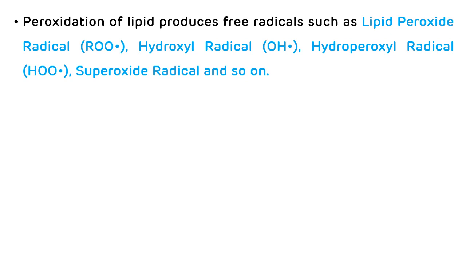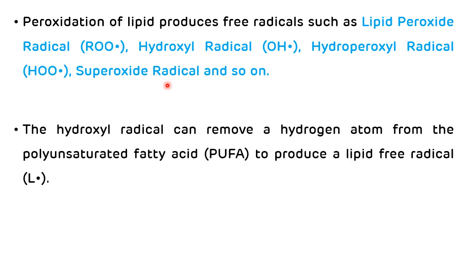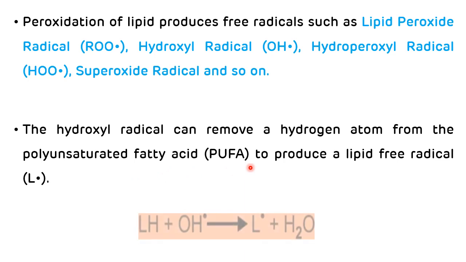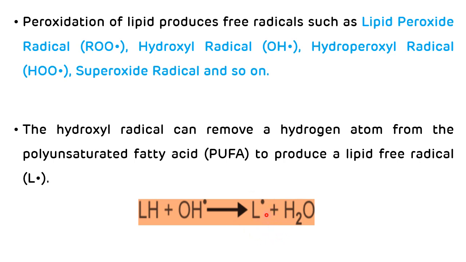Peroxidation of lipid produces free radicals such as lipid peroxide radical, hydroxyl radical, hydroperoxyl radical, superoxide radical, and so on. Hydroxyl radical can remove a hydrogen atom from the polyunsaturated fatty acid to produce lipid free radical. So this is how lipid free radical is generated, by the removal of a hydrogen atom from the polyunsaturated fatty acid by hydroxyl radical. And this is the initiation of lipid peroxidation.